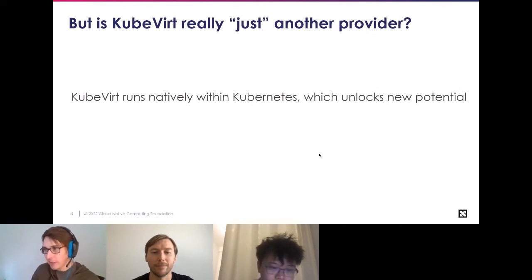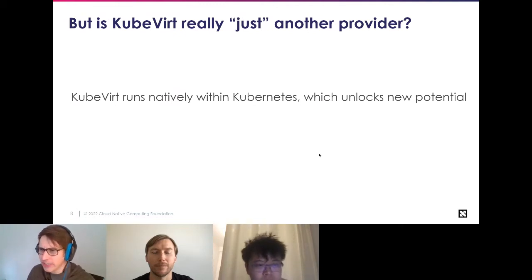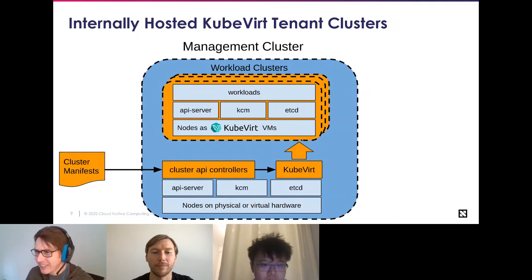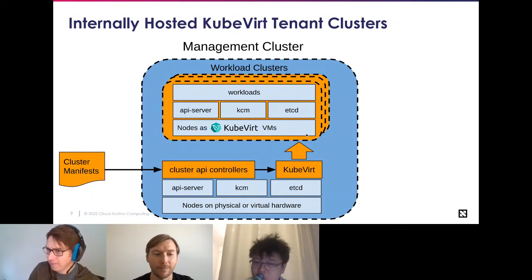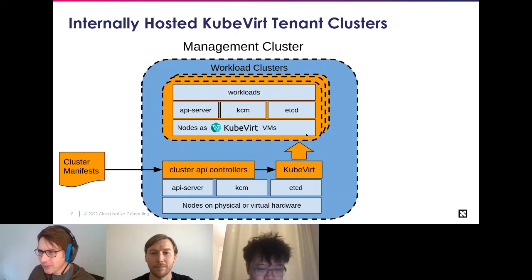So that management cluster that's actually hosting the cluster API controllers, it can also host the workload controllers themselves in Kubevirt virtual machines. But it doesn't even have to look like that. It could be other configurations as well. We can have a set of cluster API controllers on one management cluster, spin up new clusters within an external cluster. So we've got this ability to create clusters of clusters and all sorts of configurations.